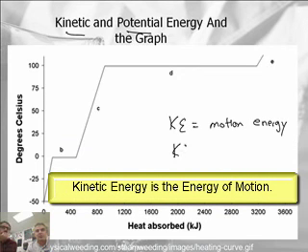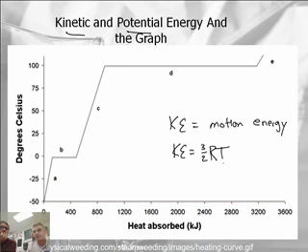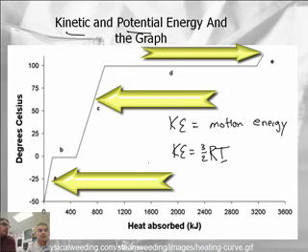And actually, there's an equation. Let's copy it down. Kinetic energy is 3/2 times R times T. We'll learn later what R is, but T is temperature. So the higher the temperature, the higher the kinetic energy. All the places on that graph where our temperature is going up, kinetic energy is also going up.